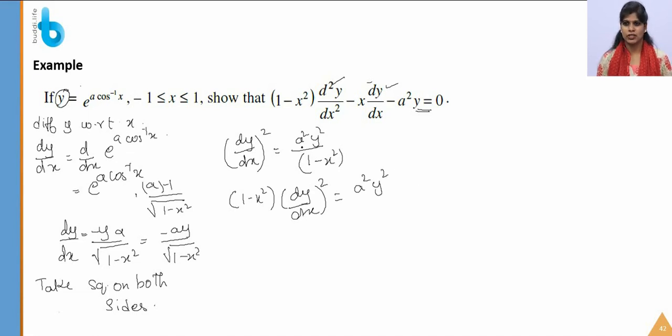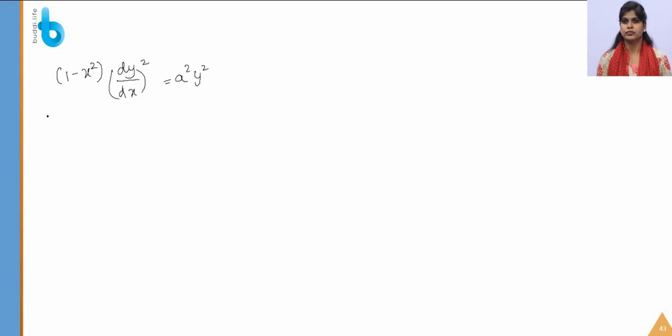Now to get the second order derivative, we will differentiate this with respect to x. So that part of differentiation we will do in the next page. Yes, see, differentiate with respect to x. Now here you will use the product rule. So this is a product of two functions. So use the product rule, that is uv dash plus vu dash. Okay, so u is 1 minus x square, and v dash, you have to differentiate this part.